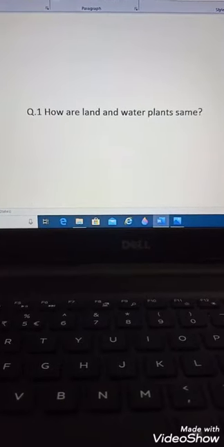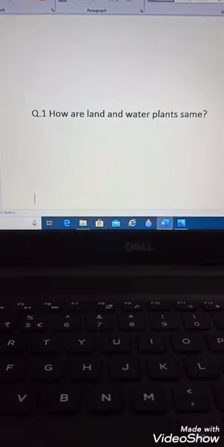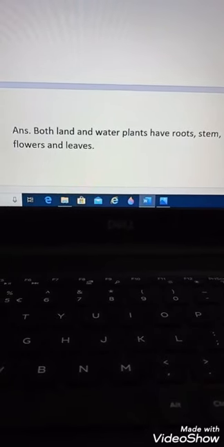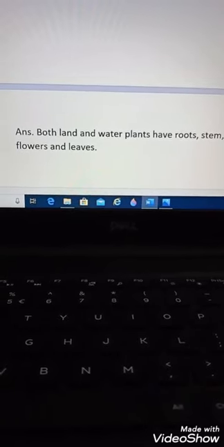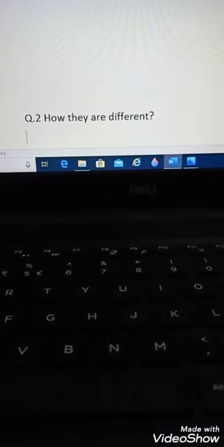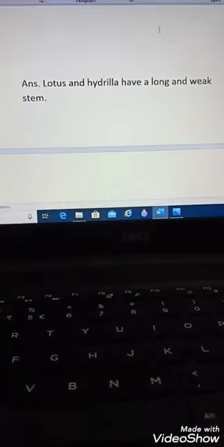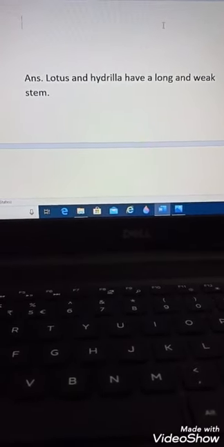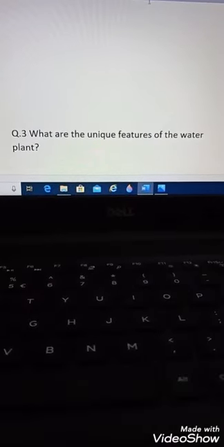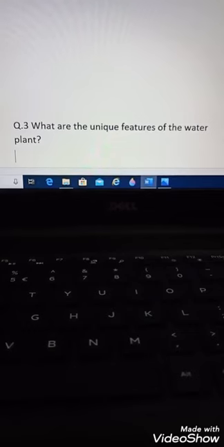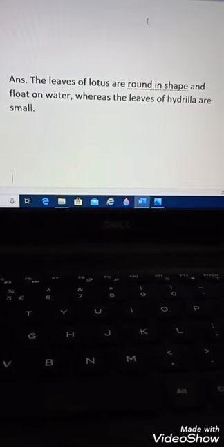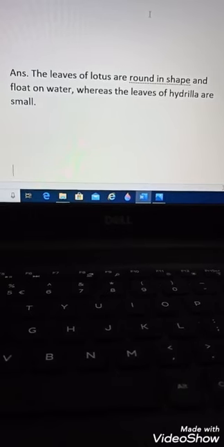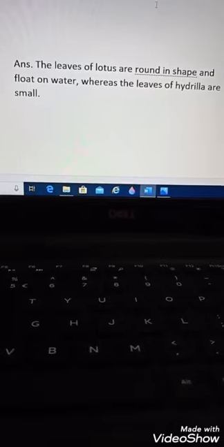So my first question is, how are land and water plants same? Both land and water plants have roots, stem, flowers and leaves. How are they different? Lotus and hydrilla have a long and weak stem. What are the unique features of the water plant? The leaves of lotus are round in shape and float on water, whereas the leaves of hydrilla are small.